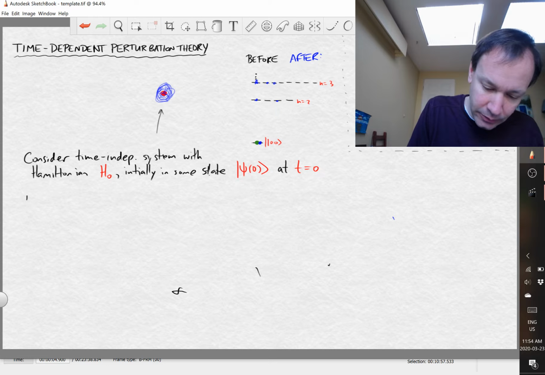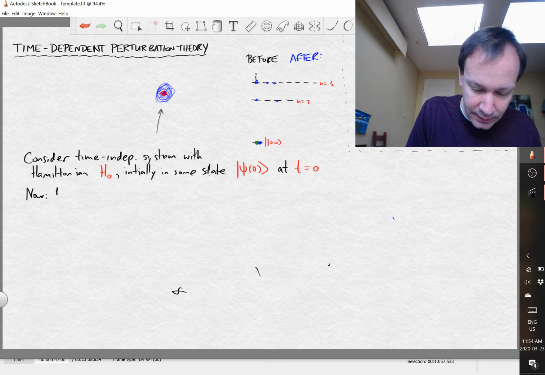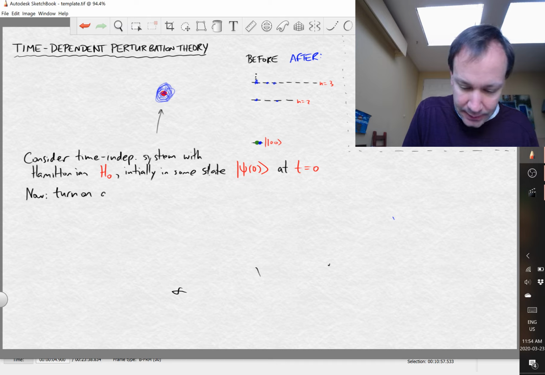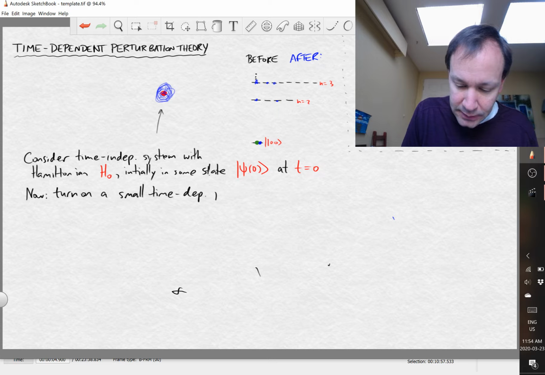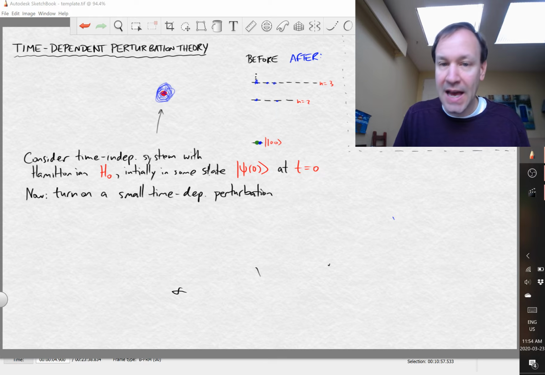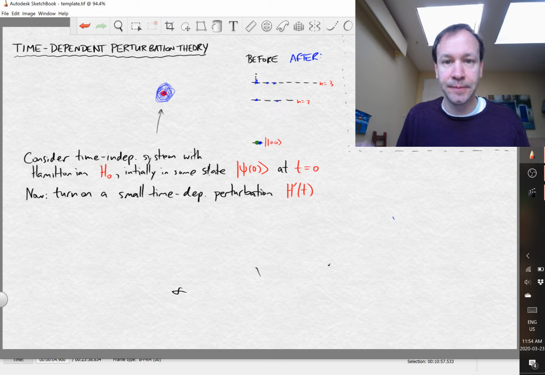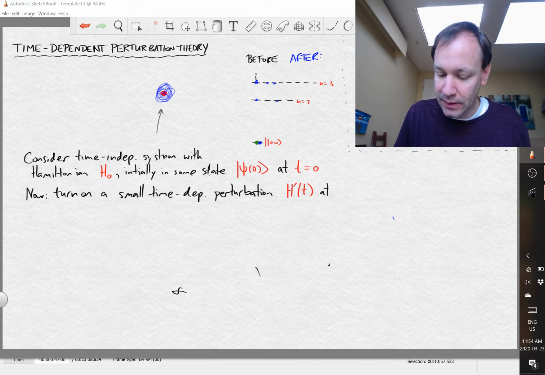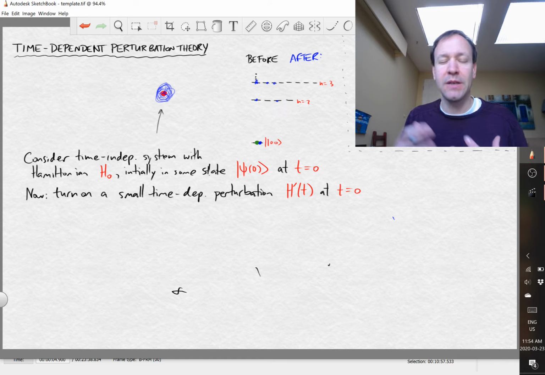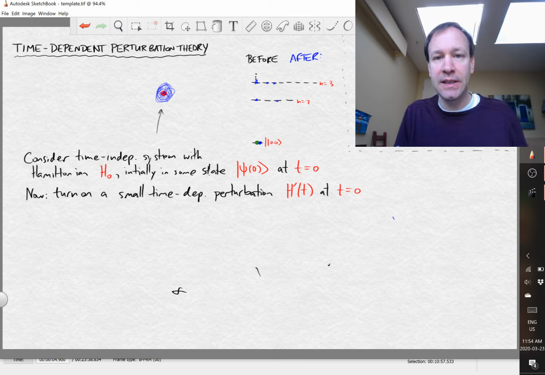Okay, so we turn on a small time-dependent perturbation, and I'm going to call that H prime of t, and let's assume that it turns on at time equals 0. Okay, so H prime of t is something that is 0 before t equals 0, and then it's non-zero for a while, and then we imagine that eventually it's 0 again.